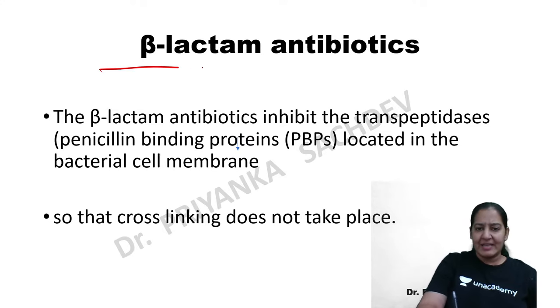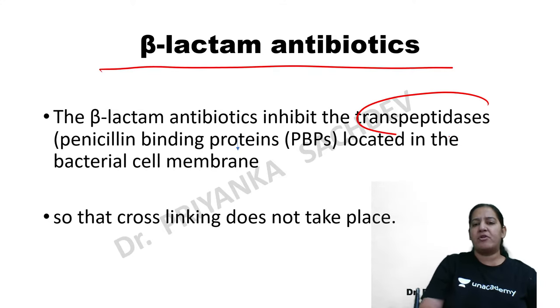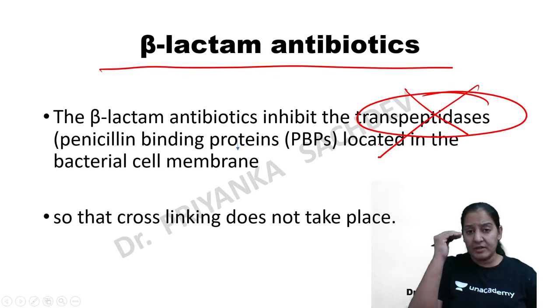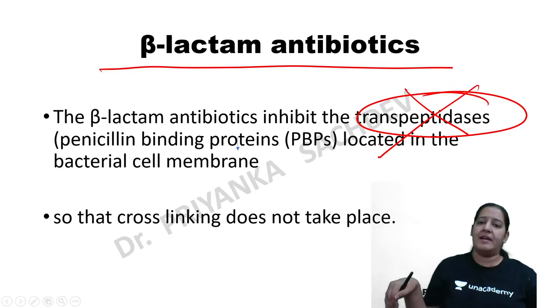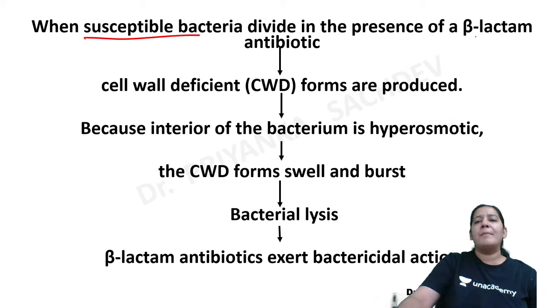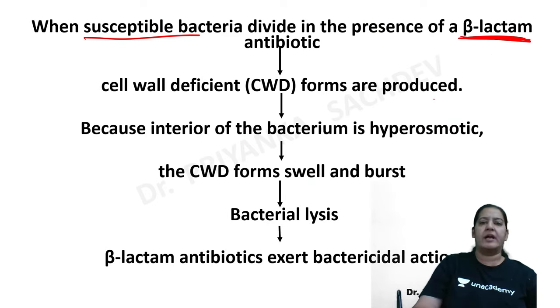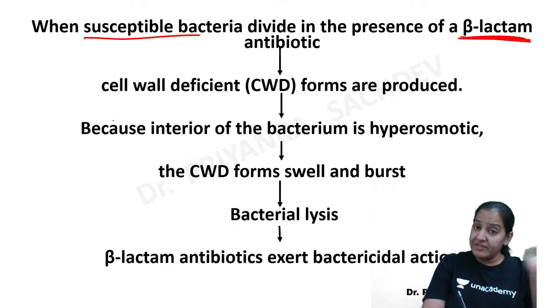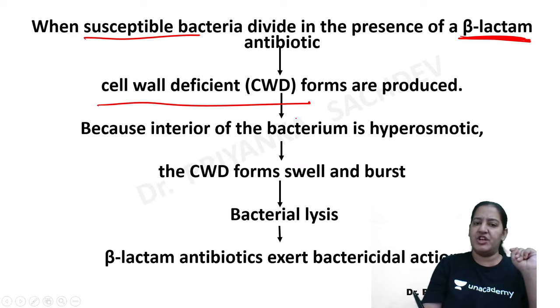But beta-lactam antibiotics inhibit the transpeptidase enzyme, and this enzyme is required for the terminal step of splitting of the D-alanine. Now there is no splitting of the D-alanine. So no energy is released. So no cross-linking is taking place. So whenever a susceptible bacteria comes in contact with a beta-lactam antibiotic, it will lose its cell wall. Once the cell wall is lost, a bacteria without cell wall is known as cell wall deficient bacteria.